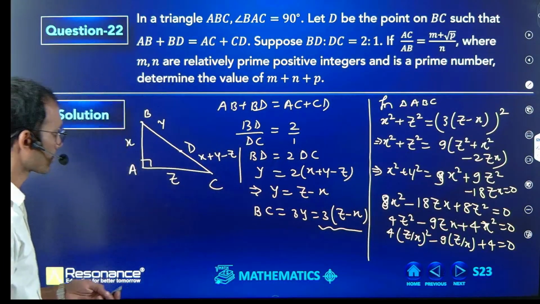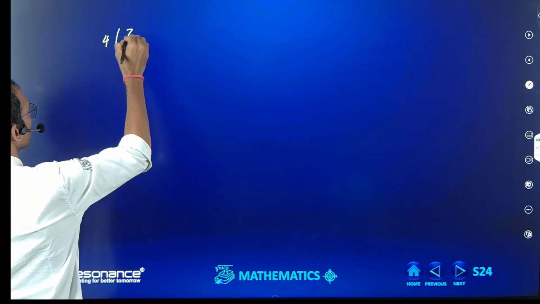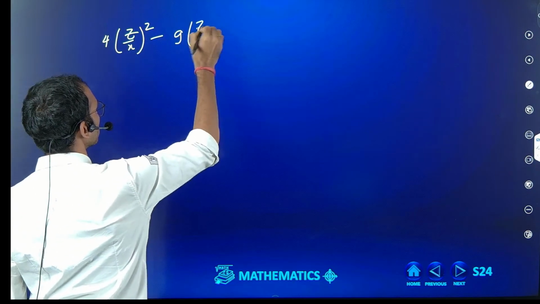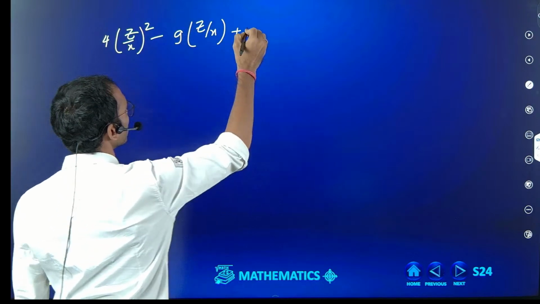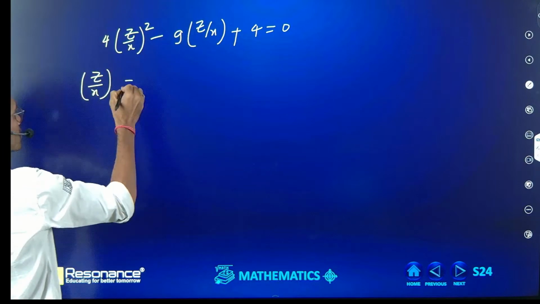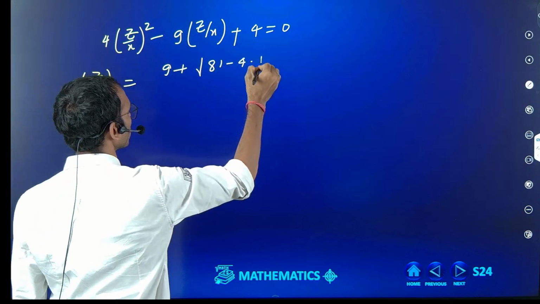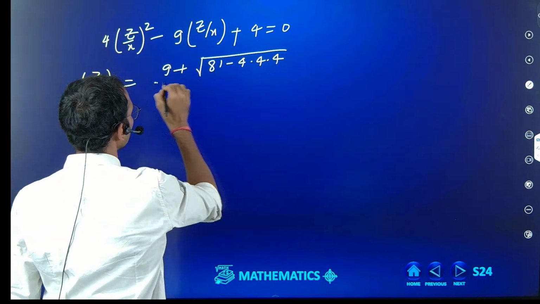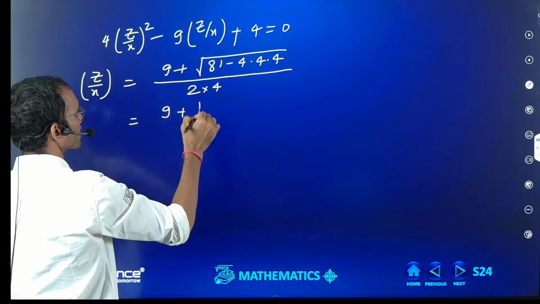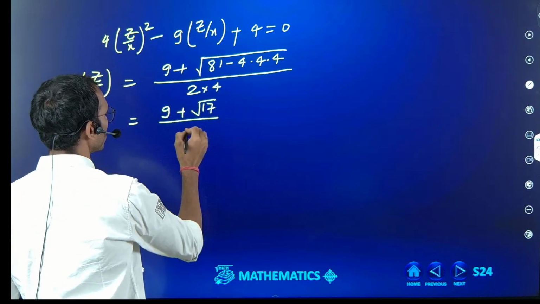So I think what we are getting is 4 times (Z by X) whole square minus 9 times (Z by X) plus 4 equals 0. Z by X is required, so Z by X is (minus B plus or minus under root B square minus 4AC) divided by 2A. 2 into 4, so 9 plus or minus under root 81 minus 64, I think 17, divided by 8.